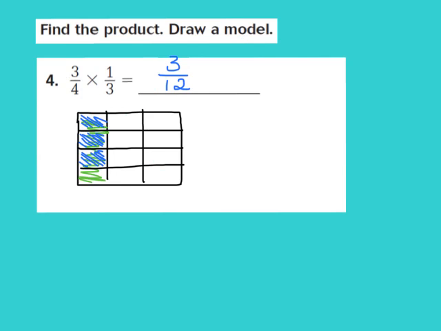Now, the thing about the fraction 3/12 is this. We know that we can simplify because we know that we can divide both a 3 and a 12 by 3. And when we do that, 3 divided by 3 is going to give us a 1. And then we also know that 12 divided by 3 is going to give us 4. So in simplest form, our product now becomes 1/4.